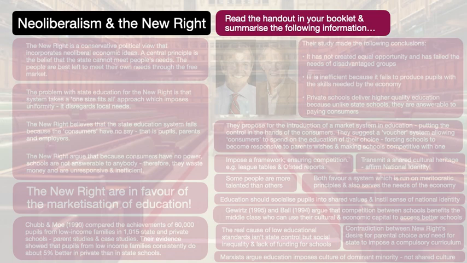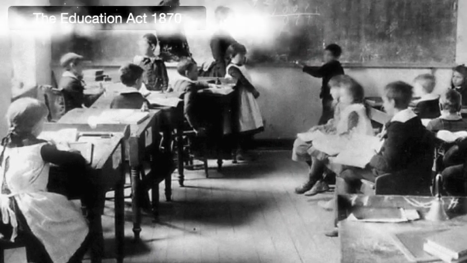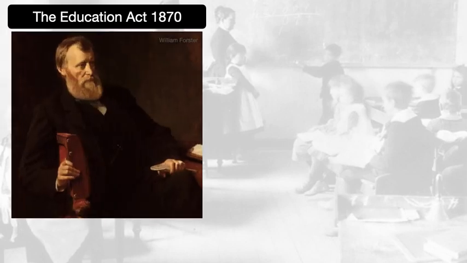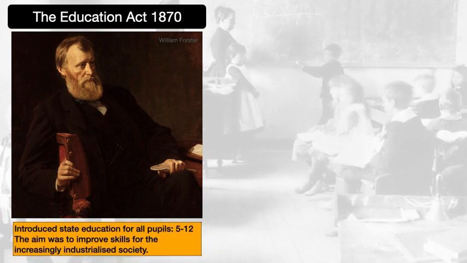So let's take our delve into history, and we're going to start right at the beginning with the Education Act of 1870. And I'm sure a lot of us had a picture like this in our minds when we think of classrooms from the 19th century. And it all starts with the Education Act, or William Forster's Education Act, which was really the introduction of state education for all pupils aged 5 to 12. And that's where it began.